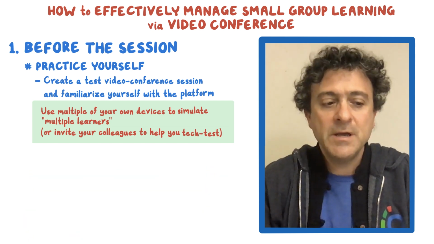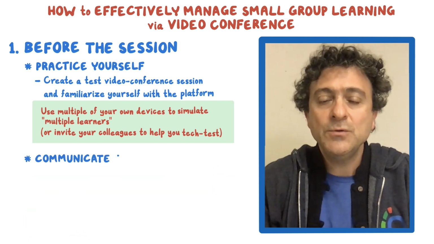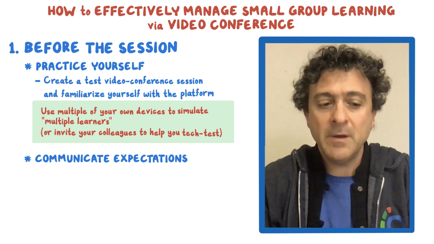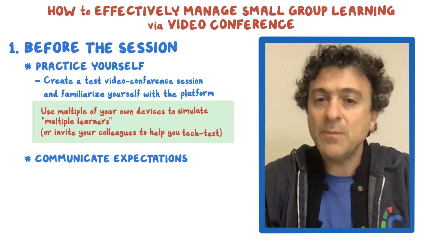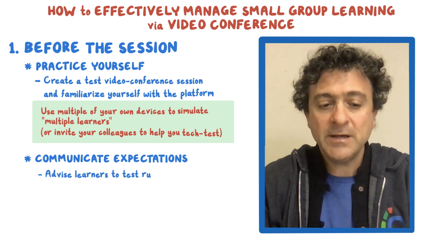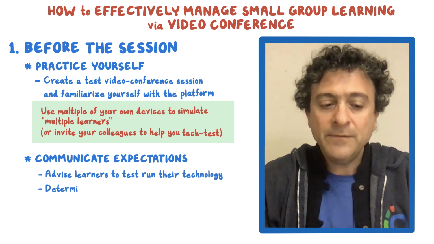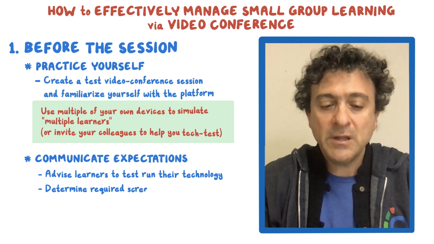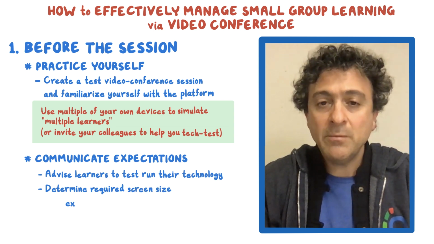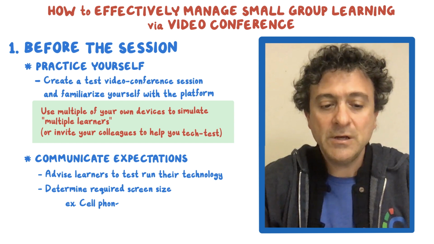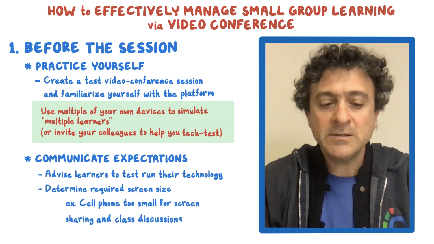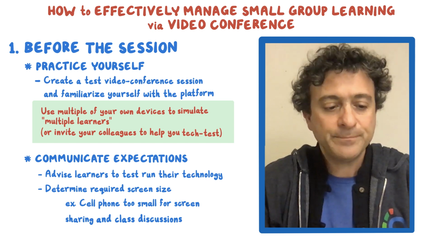Also before the session, it's a good idea to communicate to your learners what you expect of them before the session starts. So you might also advise your learners to do a test run of their technology before the session. Declare if you need participants to use a screen larger than a cell phone. For example, if you intend to share your screen and also expect students to engage with each other concurrently, then a cell phone screen is just not big enough.